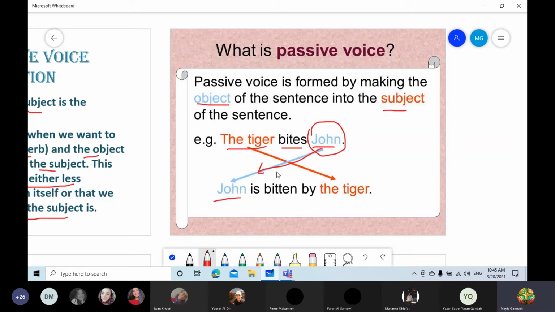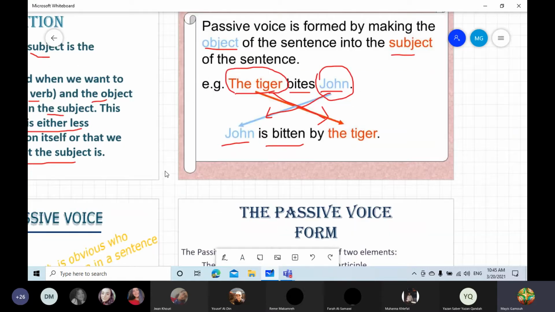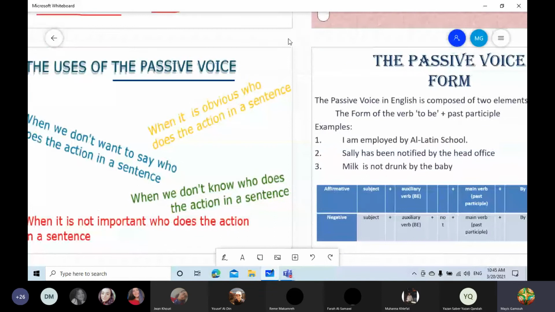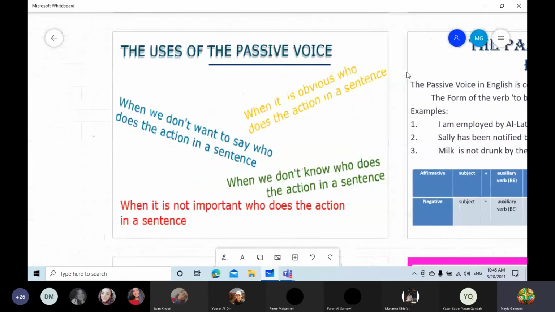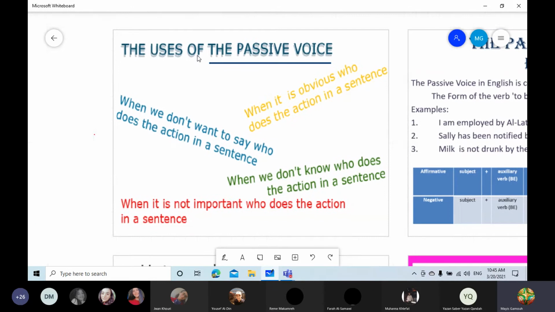And then we will put our verb in here, and the subject of our active sentence will become the object of our passive sentence. We will talk about the formation of it, but after we're done with our uses.